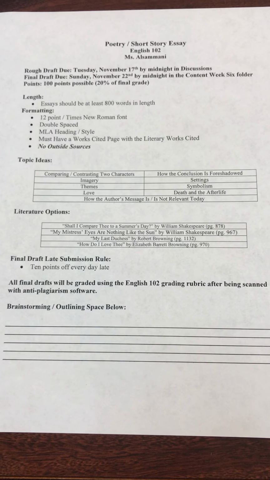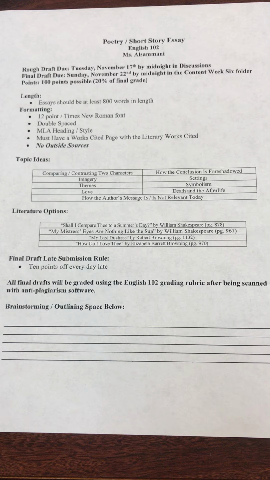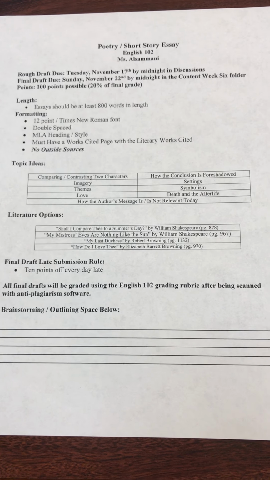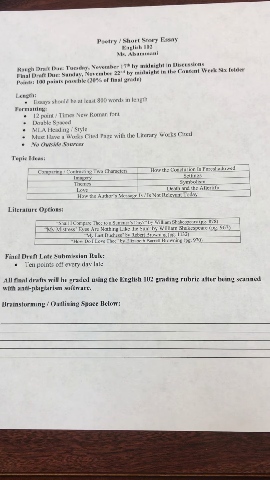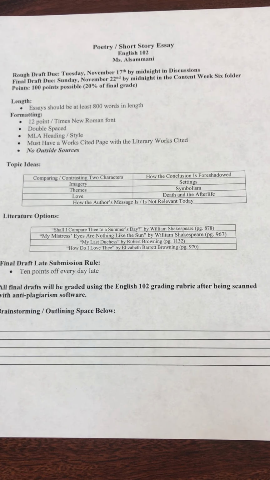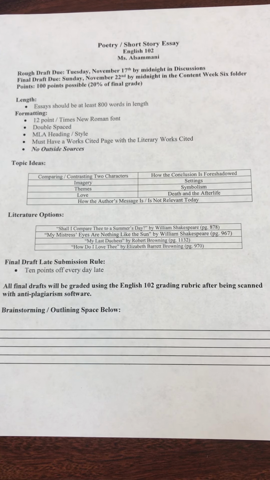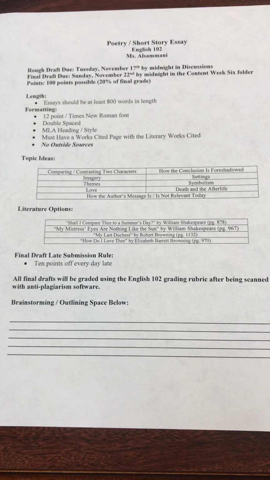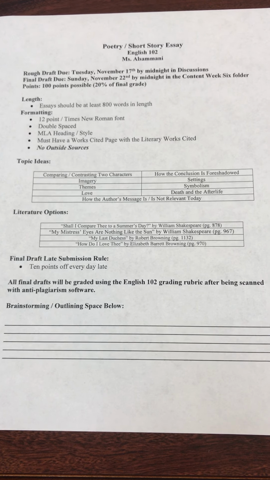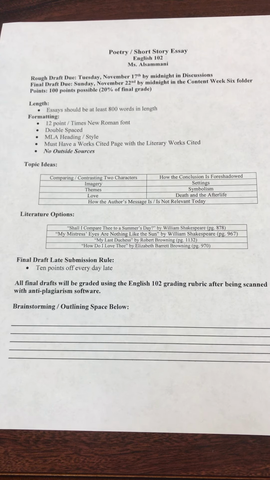So the options are Shall I Compare Thee to a Summer's Day? That's a poem or sonnet. My Mistress's Eyes Are Nothing Like the Sun, another poem or sonnet. And then My Last Duchess and How Do I Love Thee as well. Those are both by Brownings. One is Robert Browning and one is Elizabeth Barrett Browning. I've got the page numbers on here as well. These page numbers correspond to the Norton textbook that we use for this class.